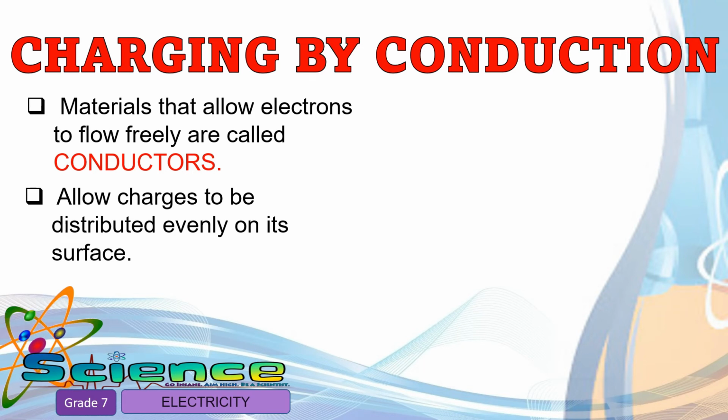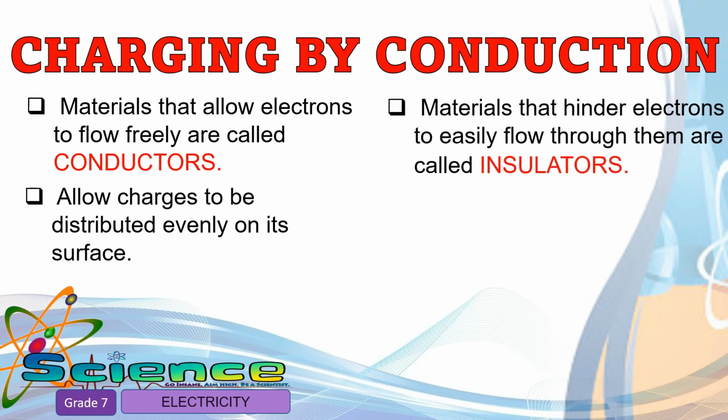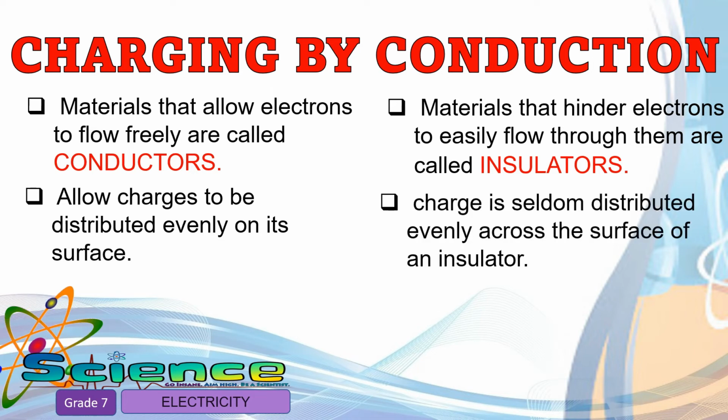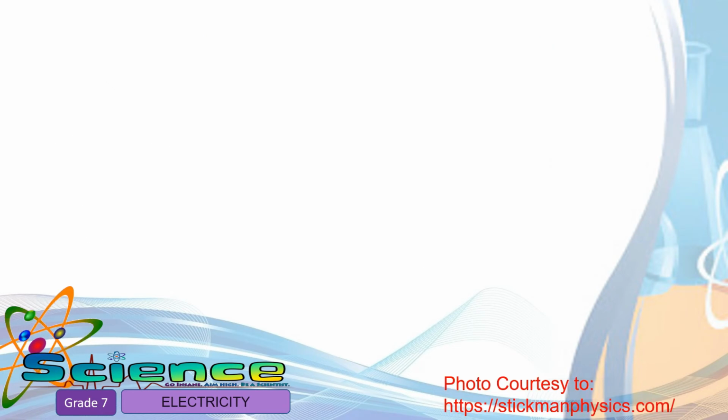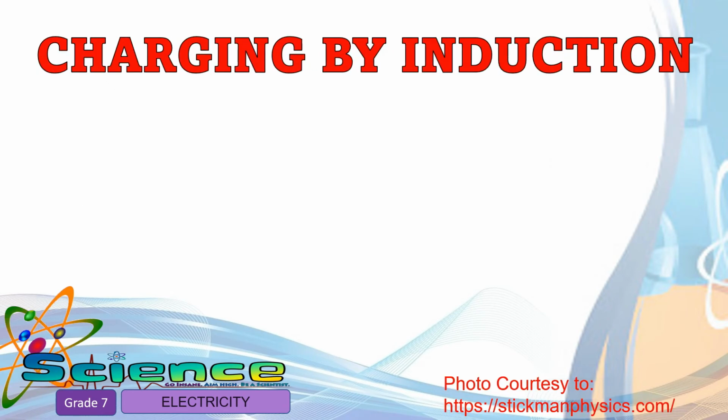On the other hand, materials that hinder electrons to easily flow through them are called insulators. This means that charge is seldom distributed evenly across the surface of an insulator. Examples are glass, wood, plastic, and hard rubber. This is the reason why electric wires have rubber coating, to prevent electricity from flowing directly to our hands and to prevent electric shock. The last type of charging process is called charging by induction.